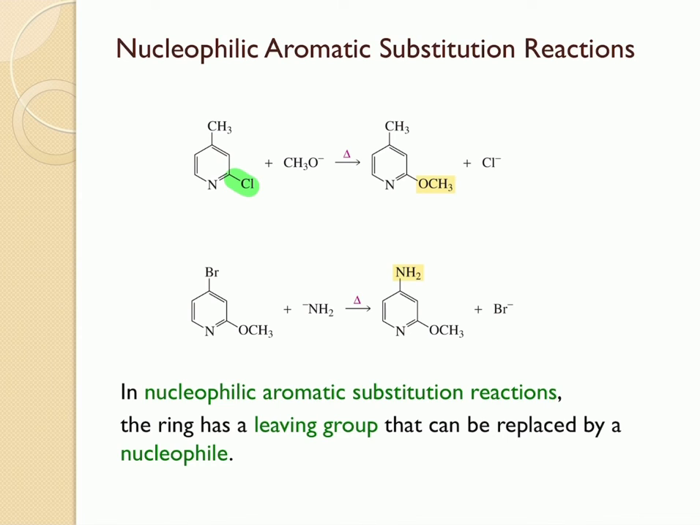Now when you look at the next compound, we do have two groups. We have a methoxy group and we also have a bromine. Between these two, whichever is weakly basic, that will be replaced by the nucleophile. So between these two, obviously it is bromine, a bromide ion which is weakly basic, and therefore this will be replaced by the incoming nucleophile. So you get the amino substituted pyridine here in this case.